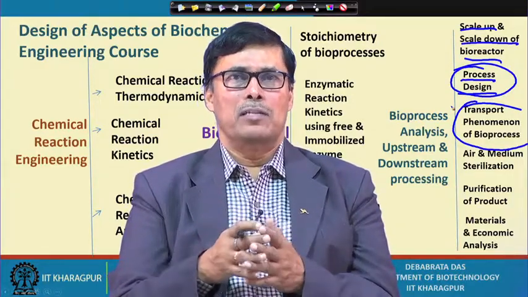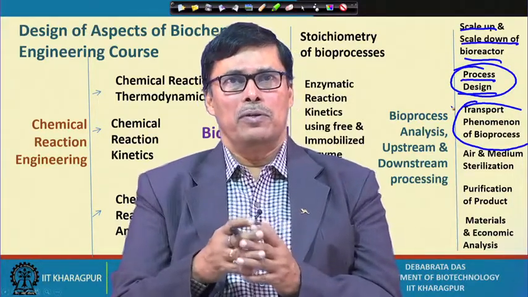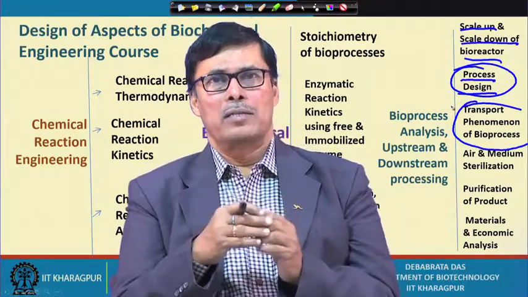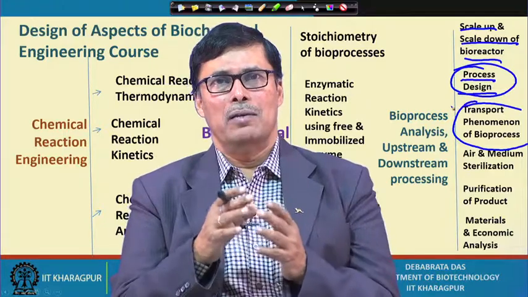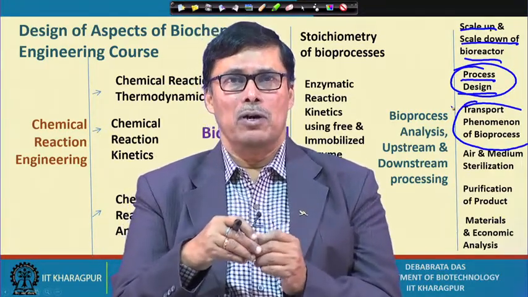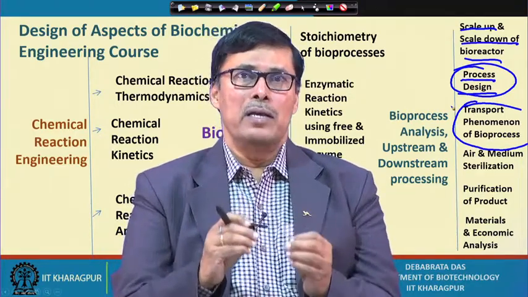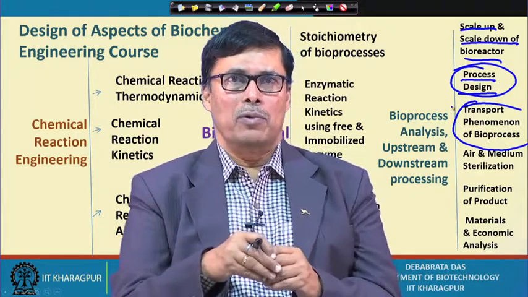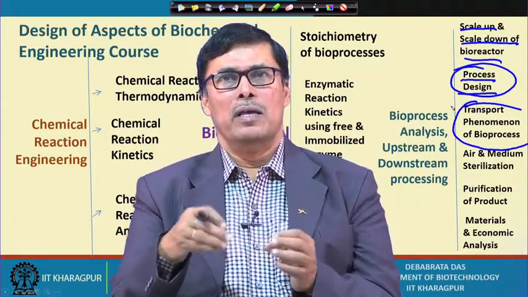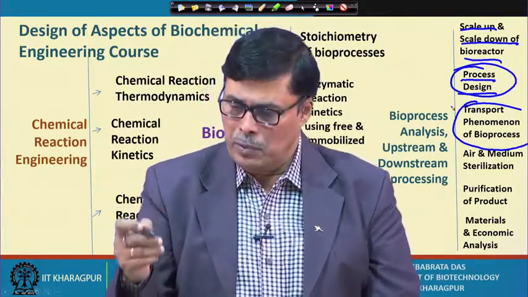Then I mentioned mass transfer, because most of the fermentation processes are operated aerobically, and the major bottleneck of the aerobic fermentation process is the dissolved oxygen concentration, because oxygen is sparingly soluble in the fermentation medium. So how we can improve the mass transfer, that we discuss in this transport phenomena.